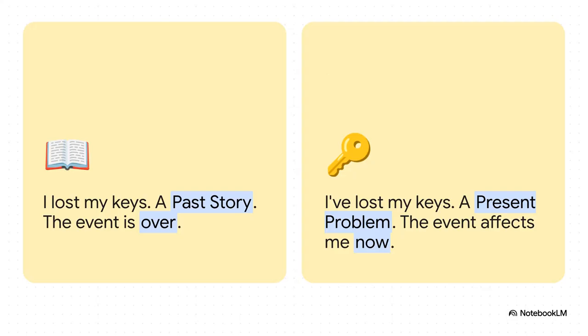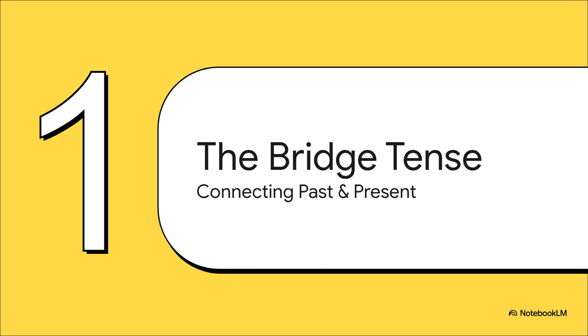And here it is, the big secret. When you say, I lost my keys, you're just telling a past story. The event is finished. Maybe you found them again, who knows. But when you say, I've lost my keys, oh, that means you're standing outside your door, you can't get in, and you have a problem right now. A past action has created a present reality. And that connection between the past and the present, that is the absolute key.